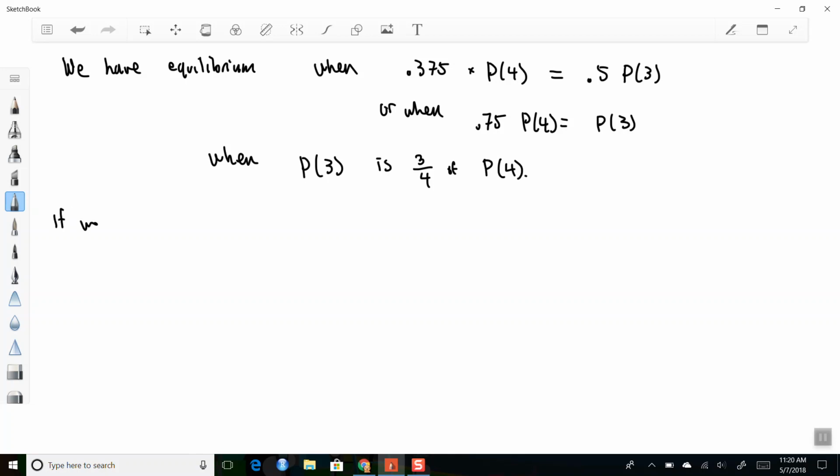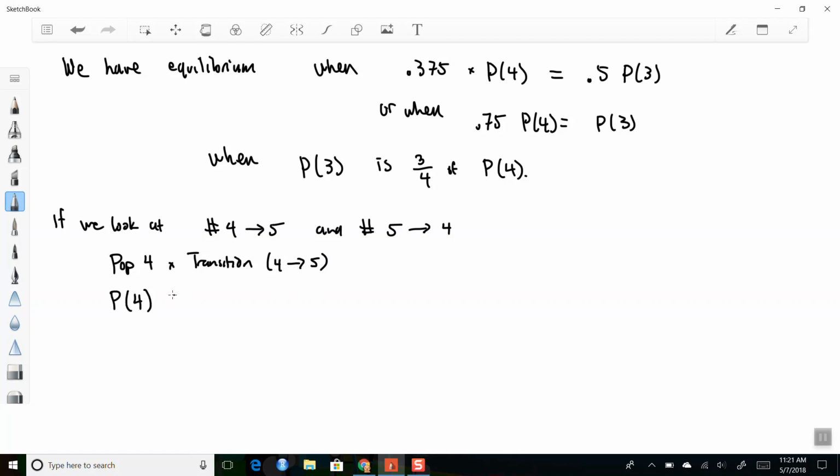And then if we look at basically the number going from 4 to 5 and the number going from 5 to 4, we will see the same relationship, okay? So we could say the number going from 4 to 5 is going to be the population of 4 times the transition probability of going from 4 to 5. So this is going to be 4 times, first we have to flip heads, and then we'll go. So this will be 0.5 times 1, right? So we go for sure if we propose island 5, so this will be 0.5 times probability of 4.